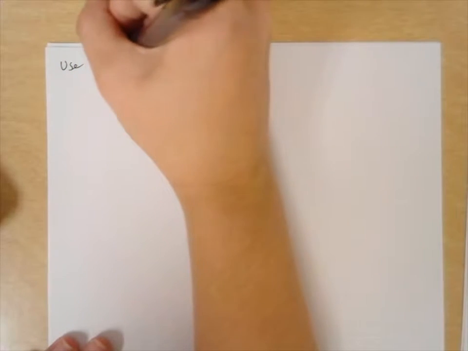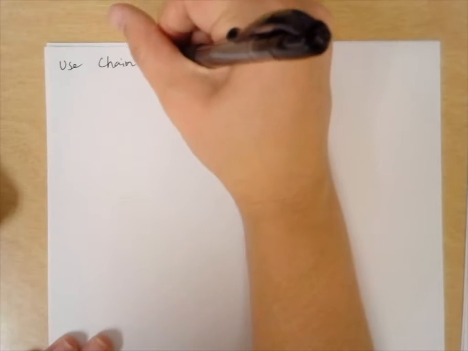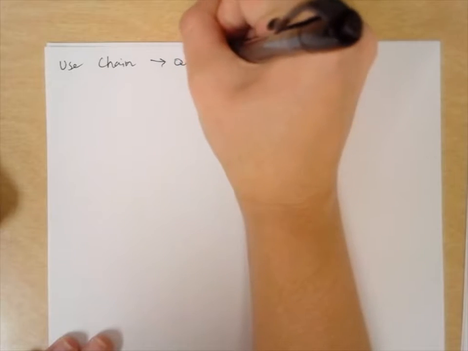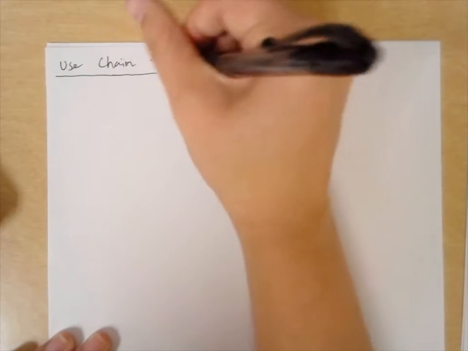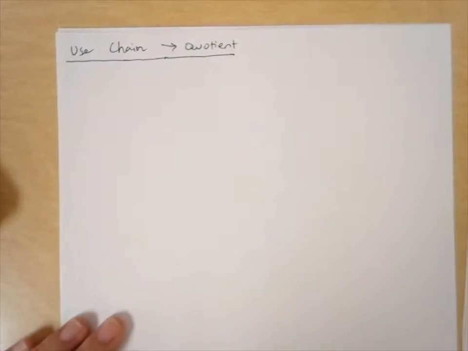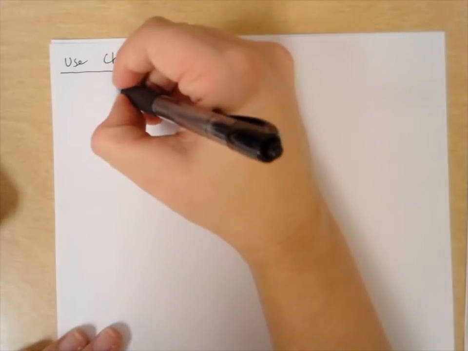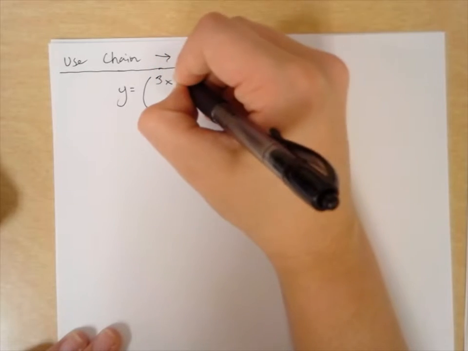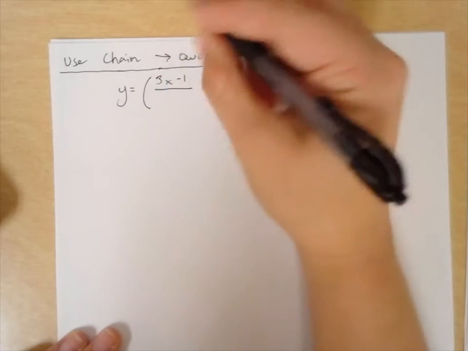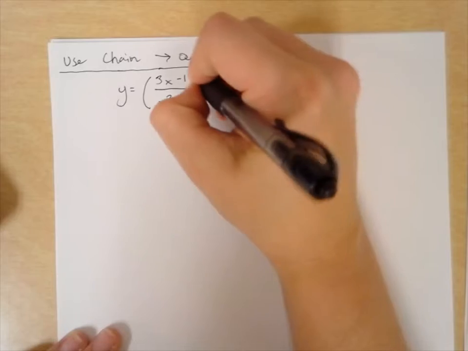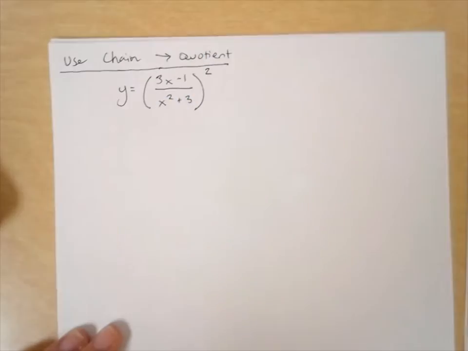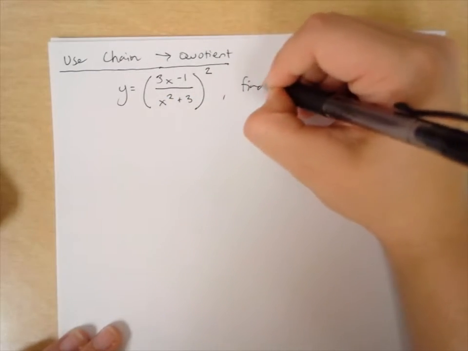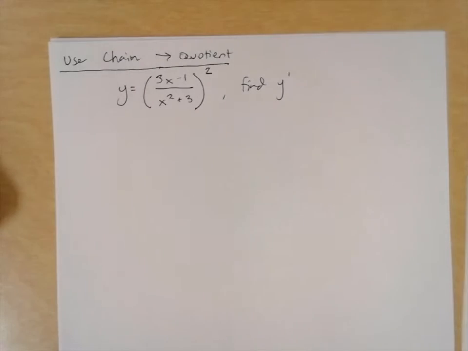Sometimes you're going to have to use the chain rule first and then other things. So this is an example of when you would need to use the chain rule and then the quotient rule. Use the chain rule to get to your quotient rule? Here's what I mean. Say you were given y equals 3x minus 1 all over x squared plus 3, and the whole thing was to the second power. And you were asked to find y prime.